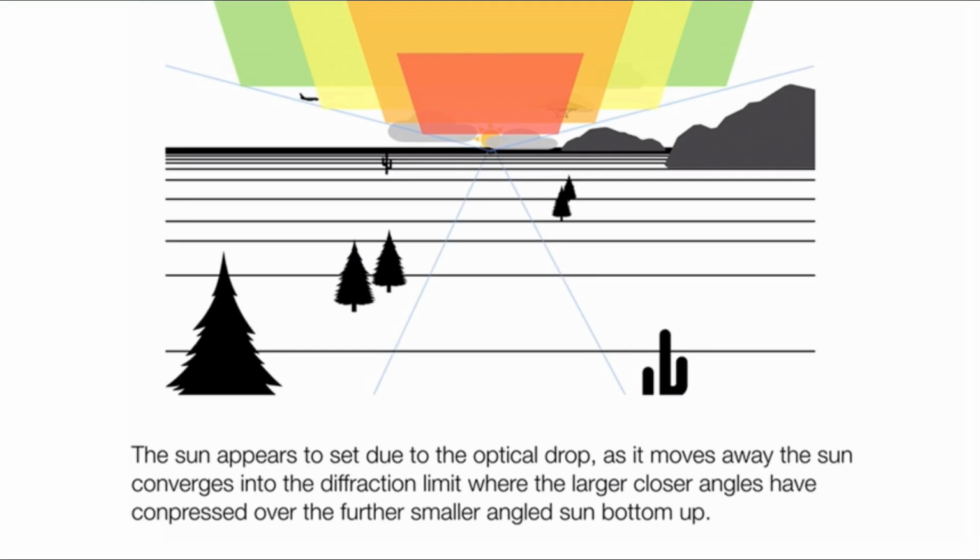It's moving out in the distance, and the larger angle of the deck, the surface of the earth, due to the distance with the sun, is compressing over the bottom of the sun until it finally moves away. The sun appears to set due to the optical drop. As it moves away, the sun converges into the diffraction limit, where the larger, closer angles have compressed over the further, smaller angled sun bottom up. Exactly what I just said.